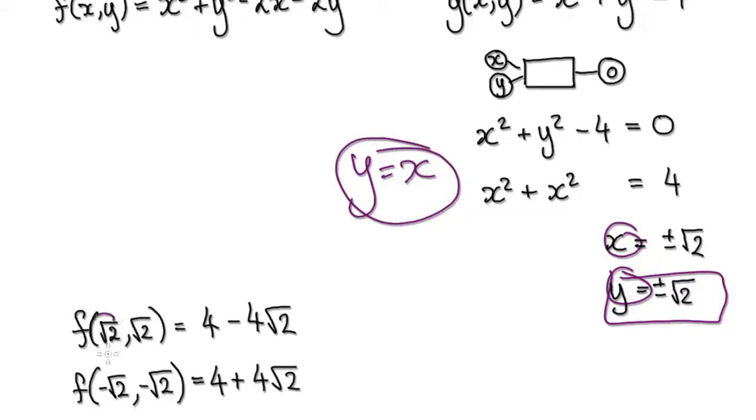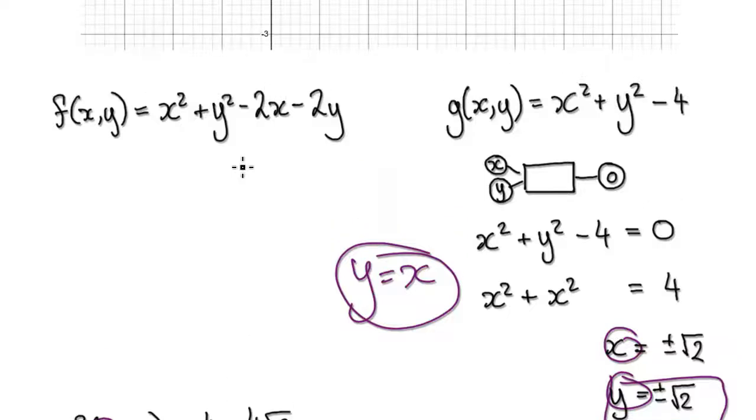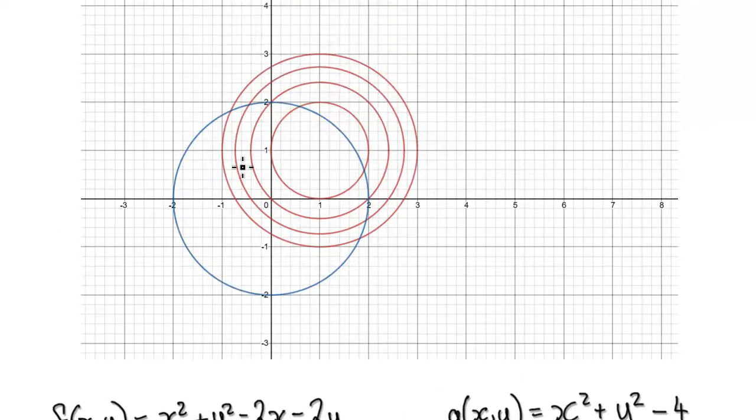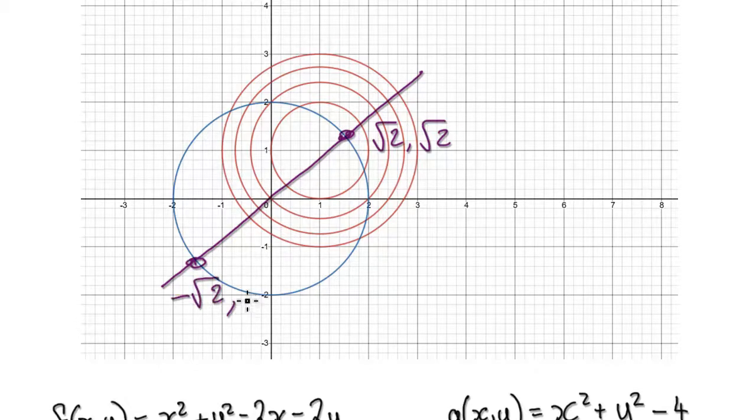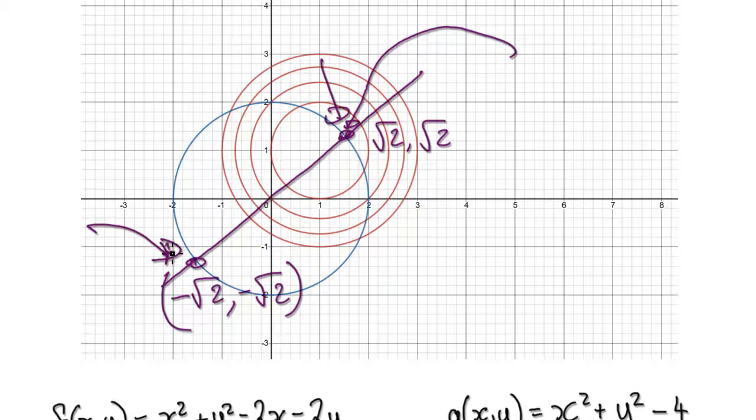So hang on, going back to here, y equals x would be this diagonal line. So this point here must be √2 comma √2. This point here must be -√2 comma -√2. So this could be our highest point, or it could be our lowest point. We just don't know yet. Well, you might have a gut instinct.